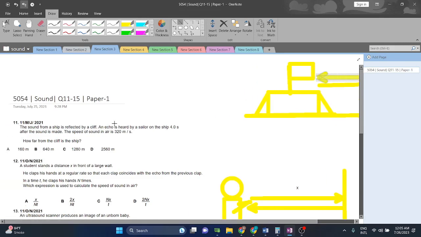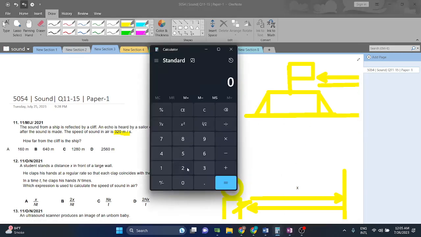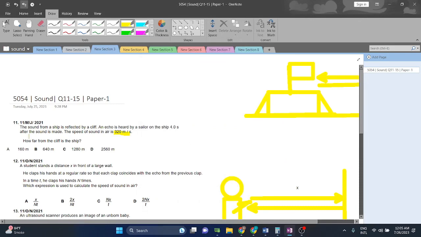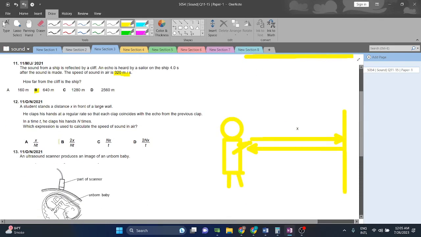So let's see. 320 meters per second is the speed of sound, 2 seconds is the time. Speed is equal to distance divided by time, so time into speed is equal to distance. So 2 into 320 will give us 640. I hope you understood that. If you didn't, just comment.